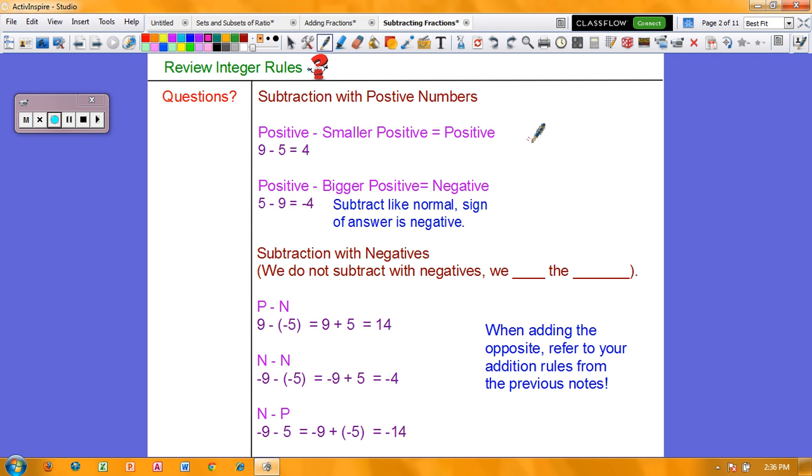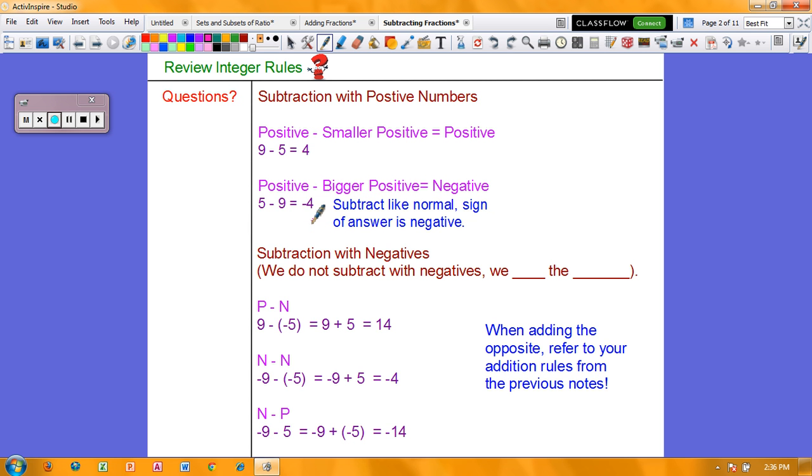Now let's talk about the integer rules whenever we are subtracting. So let's talk about subtracting positive numbers. Well, if you see something like a positive minus a smaller positive, we've seen that for years. That's simple. 9 minus 5 is just 4. Let's say we have a positive minus a bigger positive number, such as 5 minus 9. So all we have to do is just subtract like normal, and then we just make the answer negative. So 5 minus 9, we think, well, 9 minus 5 is 4, and then we just put a negative sign in front of it.